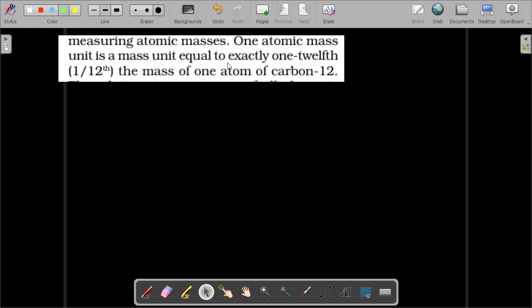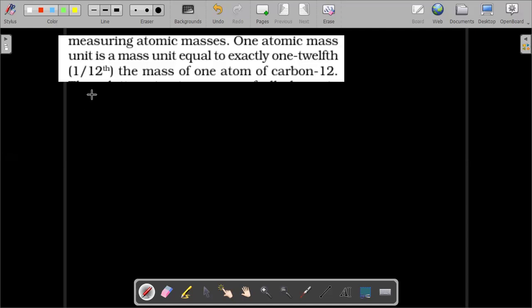Okay. So see, we have one atomic mass. One atomic mass unit is a mass unit equal to exactly 1/12 the mass of a carbon-12 atom. So whatever be the mass of a carbon-12 atom, we take its 1/12, and that 1/12 mass compared with the other masses gave a simple whole number that we considered as an atomic mass. Got it?